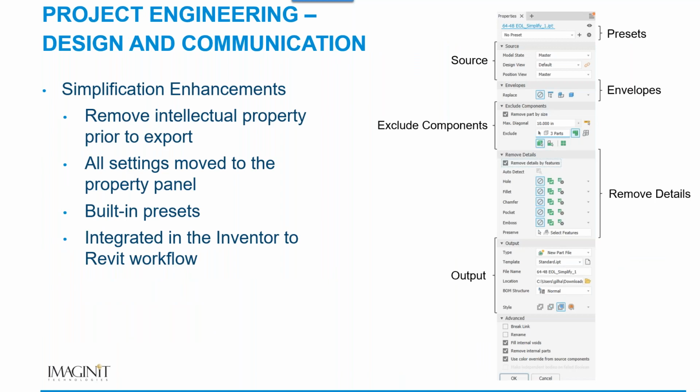So what happened with simplification, right? This is something that has been evolving over the years. I can't think of a release of Inventor where they haven't done something to it. So in this most current one, you now have a palette kind of structure to the command. You have a lot more options for the source, the envelopes, the exclude components. Those things are all still there. Remove details is also still there. You just get the warm and fuzzies. Nothing's really gone there, but it's consolidated to this nice palette.